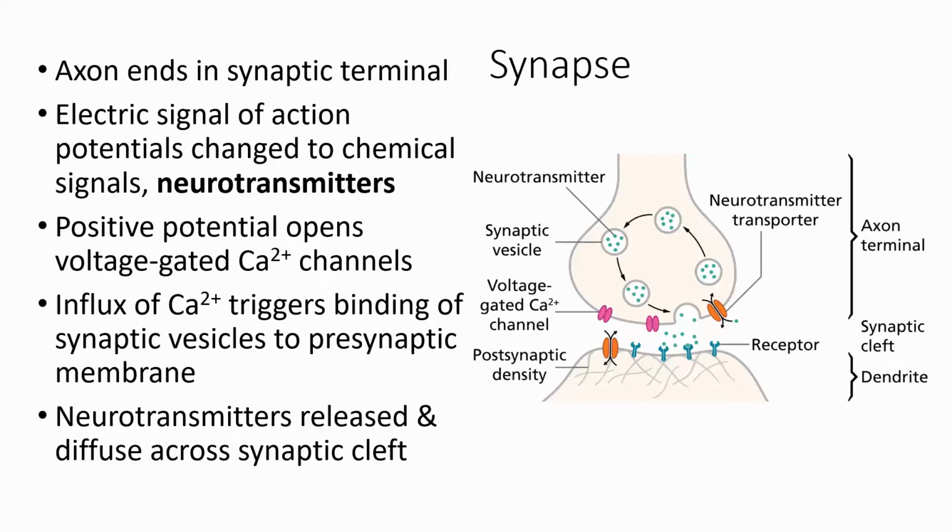and neurotransmitters are the chemicals that are going to send messages to the next neuron. When that neurotransmitter is released, it diffuses across this tiny space called the synaptic cleft, hits a receptor on the next neuron, and that's going to cause some potential changes in that neuron, which can then cause it to fire.